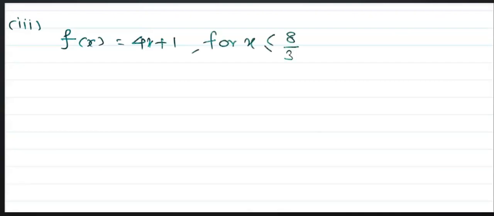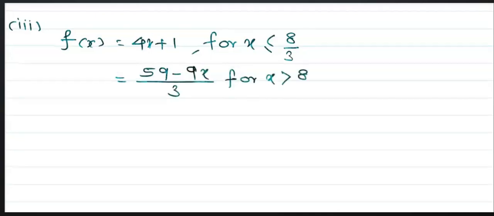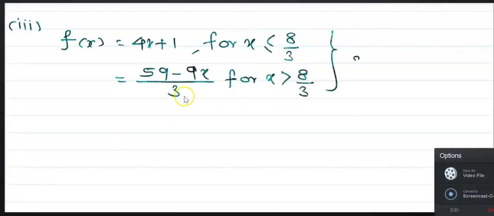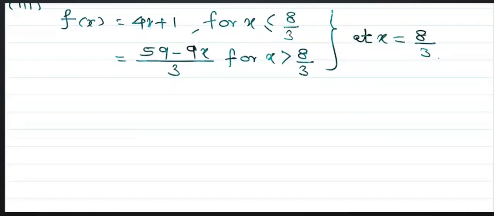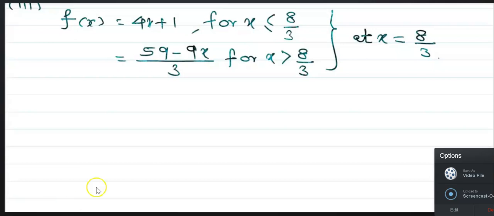f of x is equal to 4x plus 1 for x less than or equal to 8 upon 3, and 59 minus 9x upon 3 for x greater than 8 upon 3, at x equal to 8 upon 3. Now in this case, for x greater than 8 upon 3 we take the right limit, and for x less than or equal to 8 upon 3 we take the left.